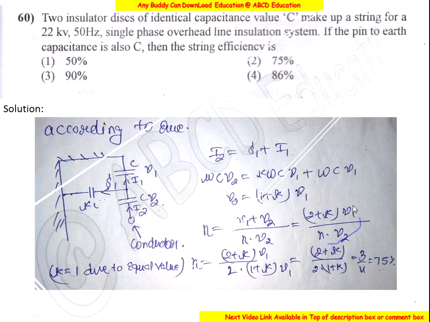Okay, so now put the value of V1 plus V2, then it becomes (2 plus K) V1, and put the value of V2, then we get (2 plus K) divided by 2(1 plus K). Then put the value of K, that is 1. Now that becomes 3 by 4, which is 75%. Okay, so the answer is 2.